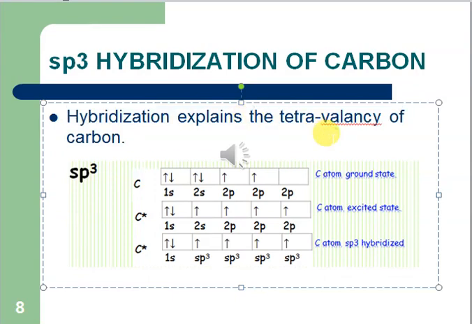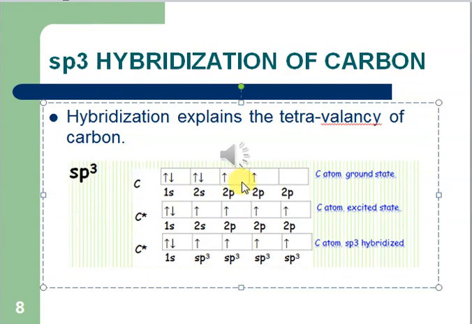According to valence bond theory, the number of covalent bonds formed by an atom is always equal to the number of unpaired electrons available in the valence shell. So in the case of carbon, if we write the electronic configuration, with two unpaired electrons in the outermost shell, carbon is expected to form only two bonds. However, we know that carbon is tetravalent. So valence bond theory alone cannot explain the tetravalency of carbon. On this basis, we would assume that carbon can form only two bonds, but this is not the case.